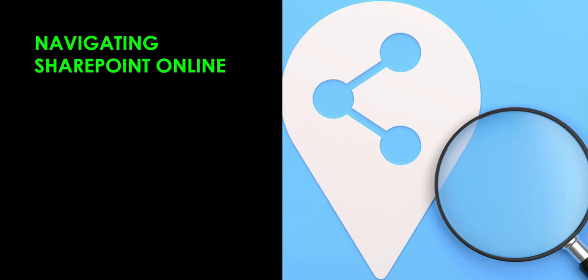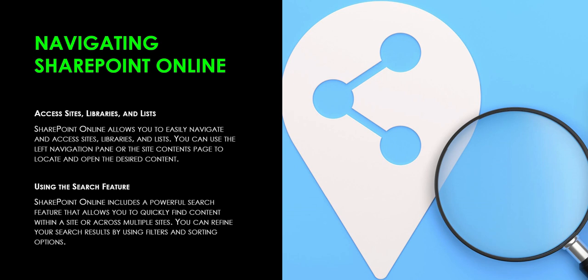Another very common feature or unique selling point of SharePoint is the ability to use it for navigating documents, files, and folders. So we can use SharePoint to access sites, libraries, and lists. SharePoint Online allows you to easily navigate and access these sites, libraries, and lists. You can use the left navigation pane on the site contents or the navigation bar across the top to locate and open the desired content.